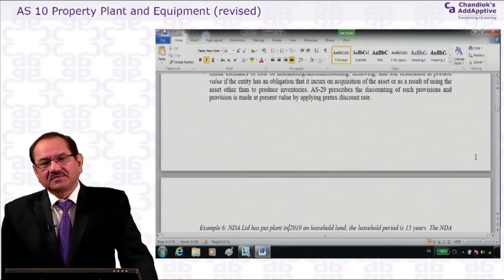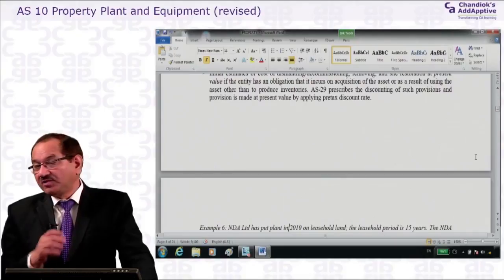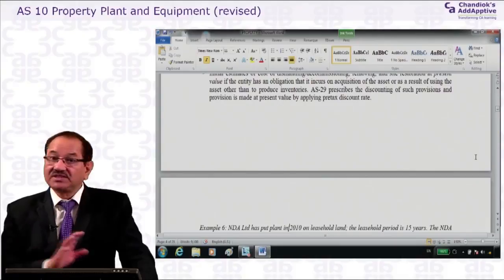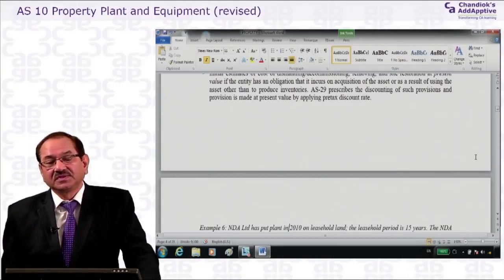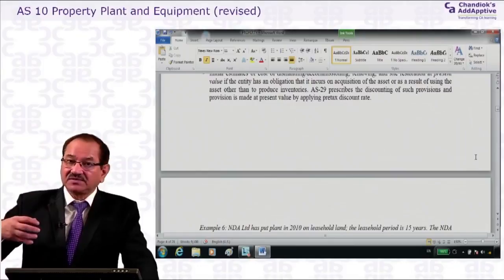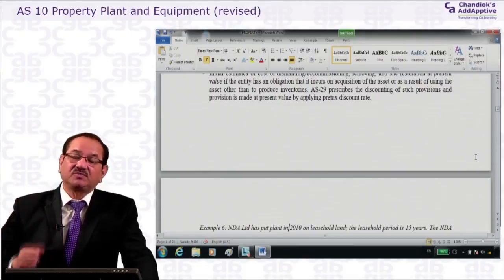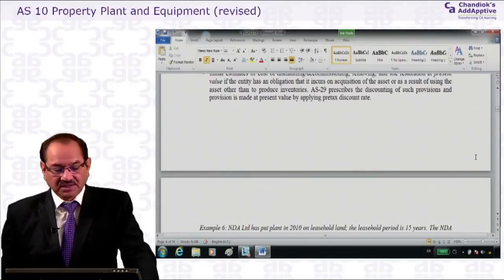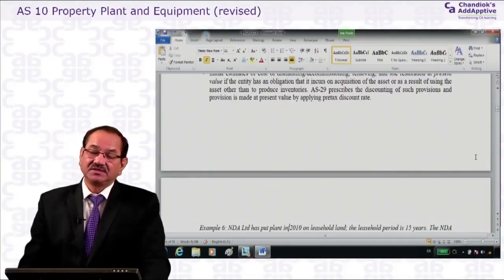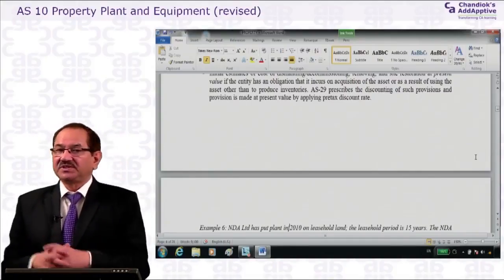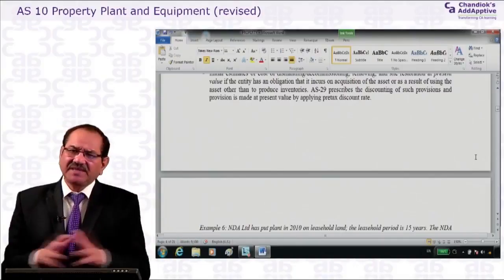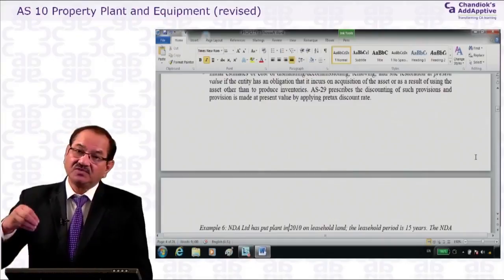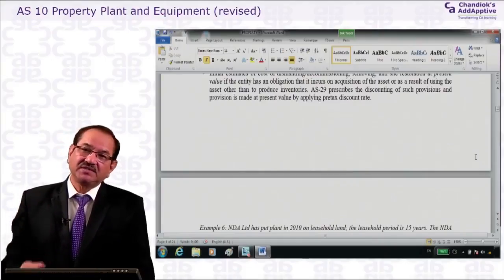Now we have discussed what we mean by property, plant and equipment. We have discussed what it includes and what it does not include. We have discussed when to recognize and what the conditions are for recognition of property, plant and equipment in the books of account. Now the question arises: you purchase a plant and machinery, and it satisfies the recognition criteria. The question is at what value it should be written in the books of account.